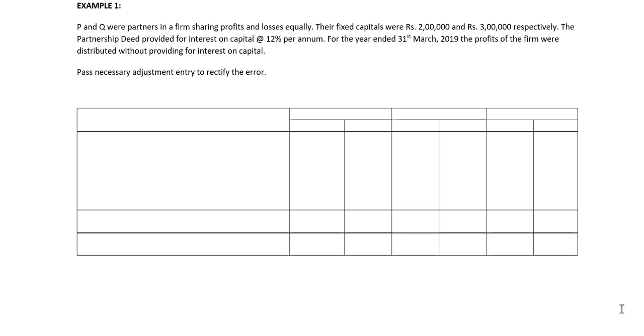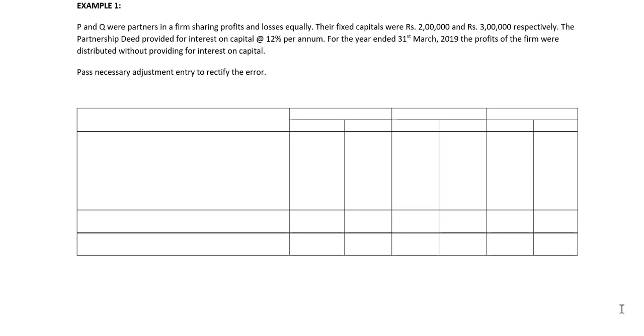Example 1. P and Q were partners in a firm sharing profits and losses equally. Their fixed capitals were rupees 2 lakh and rupees 3 lakh respectively. The partnership deed provided for interest on capital at 12% per annum. For the year ended 31st March 2019, the profits of the firm were distributed without providing for interest on capital. Pass the necessary adjustment entry to rectify the error.